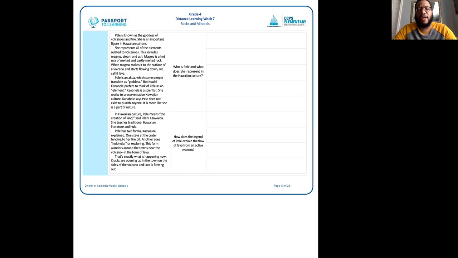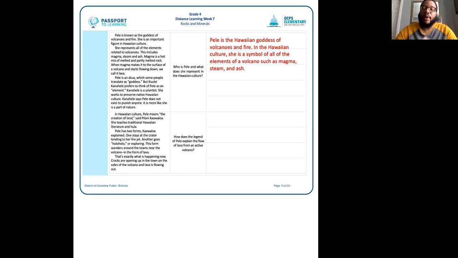So the first thing we want to answer is, who is Pele? Well, Pele is the Hawaiian goddess of volcanoes and fire. And then what does she represent in Hawaiian culture? In the Hawaiian culture, she is a symbol of all of the elements of a volcano, such as magma, steam, and ash. So in Hawaiian culture, she is kind of seen as a goddess of volcanoes and fire. So of course in Hawaii, there's lots of volcanoes. So Pele serves as a symbol of that, which is an important part of Hawaiian culture.